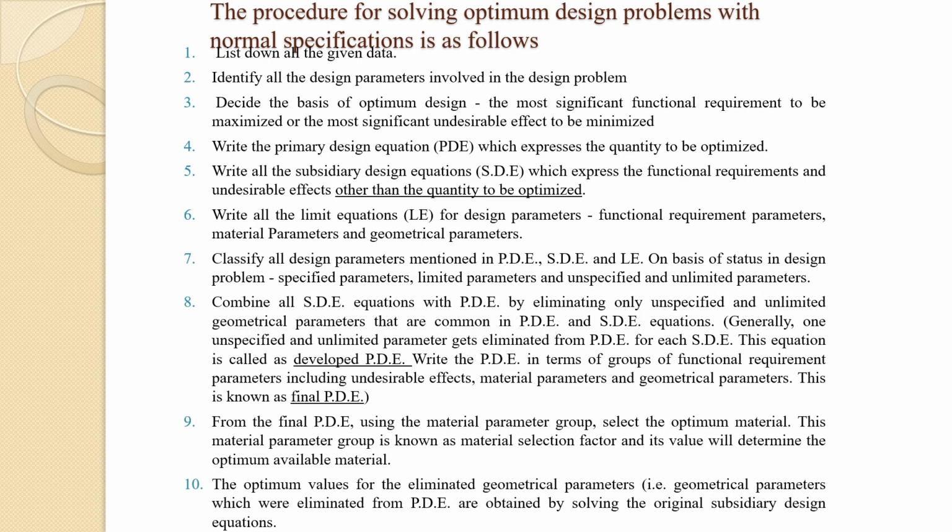From the final primary design equation, using the material parameter group, select the optimum material. This material parameter group is known as the material selection factor, and its value will determine the optimum available material. And the last step: the optimum values for the eliminated geometrical parameters, that is, the geometrical parameters which were eliminated from the primary design equation, are obtained by solving the original subsidiary design equations, and you will get the values of the eliminated geometrical parameters. We will see an example.